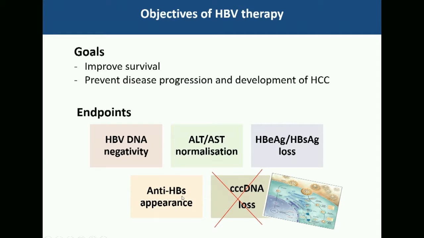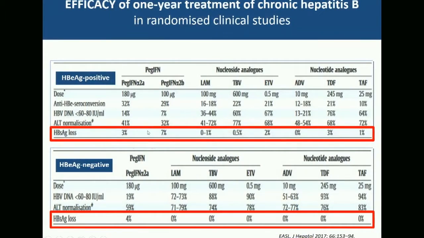Getting rid of HBs antigen and the appearance of anti-HBs is very, very rare. It is not possible to eliminate cccDNA. Okay? So you can control it very well, but you cannot cure the disease. So what's the outcome after 1 year of this treatment?